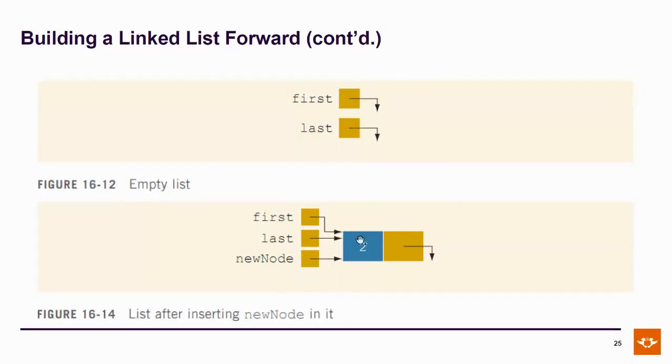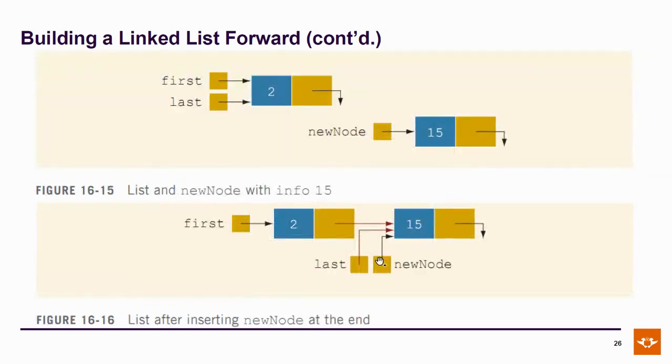First and last, head and tail. Initially the linked list is empty, so they both point to null. Then we create a new node and add it in. So first, last, and the new node temporary pointer will all point to this new node. Then we want to create a new node 15, so we add that in. New node links to it. It's not linked into our linked list yet.